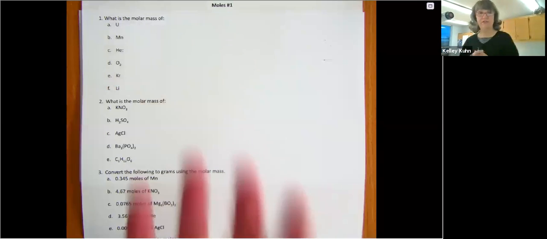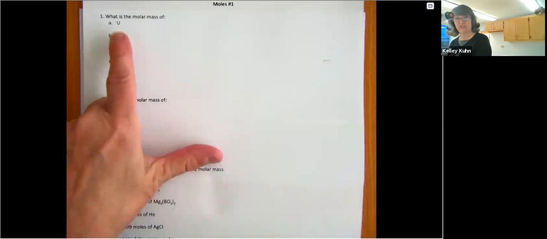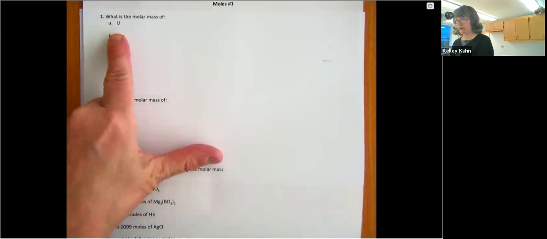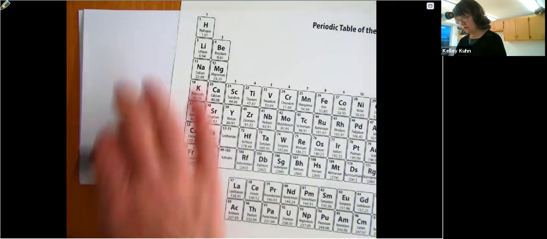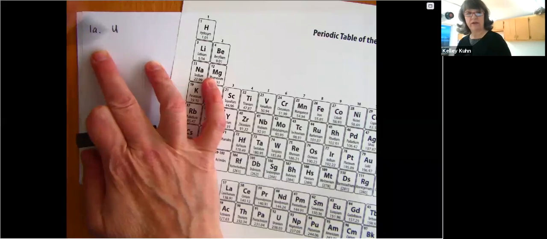So here you can see moles number 1. And the first question is, what is the molar mass of uranium? Now, when we use the term molar mass, that simply means the number of grams in 1 mole. So in order to ascertain that information, you see our very first question says, what is the molar mass of uranium? So for 1A, we want to know the molar mass of uranium.